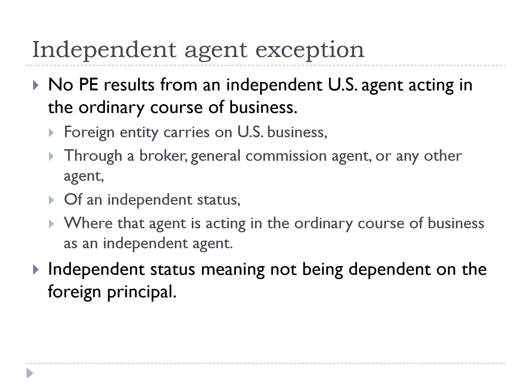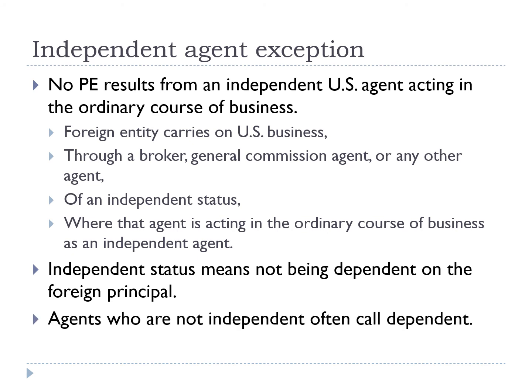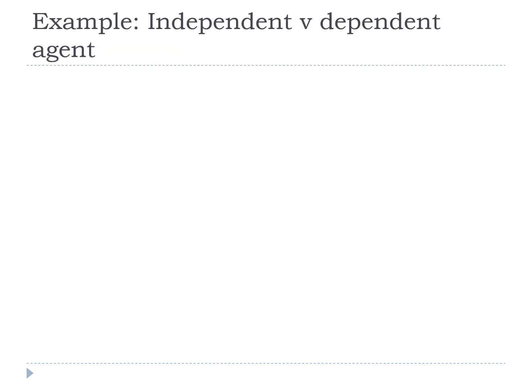An agent with independent status is generally an agent who is not dependent on the foreign principal. Being dependent often refers to being economically dependent. Those who do not qualify as being independent are often referred to as dependent agents. Here's an example that compares an independent agent to a dependent agent.